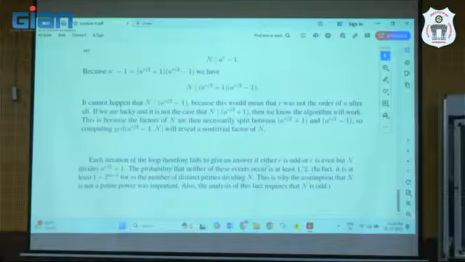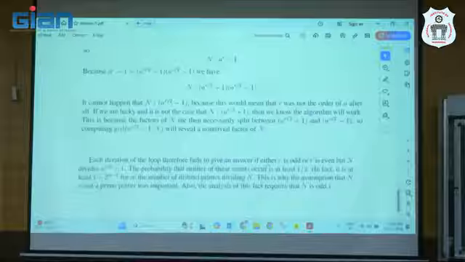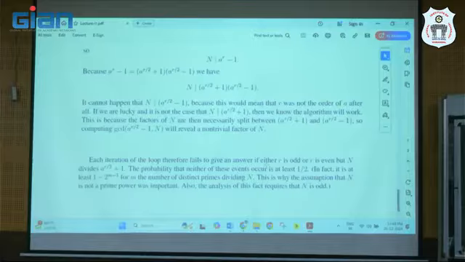And actually this fact also requires that N is odd. To argue this, the probability being at least this also requires that N is odd. So this we'll see separately also. It depends on time how much we can see, but it is a separate fact.